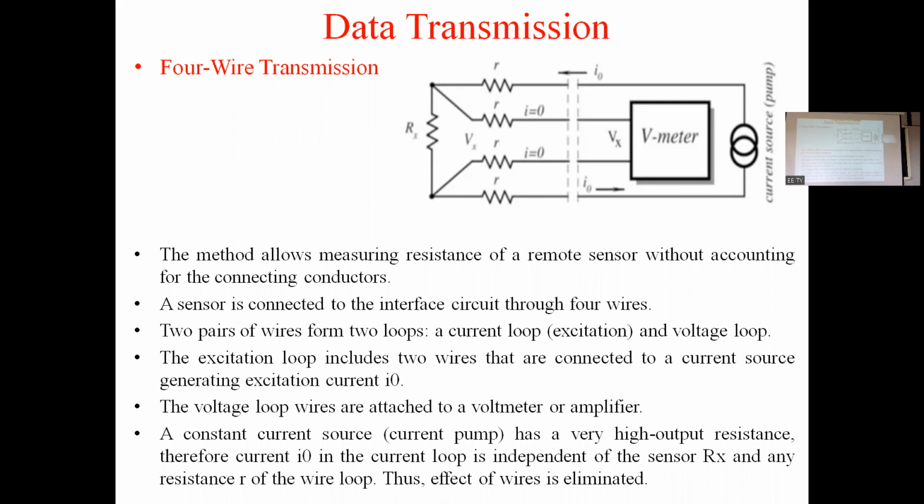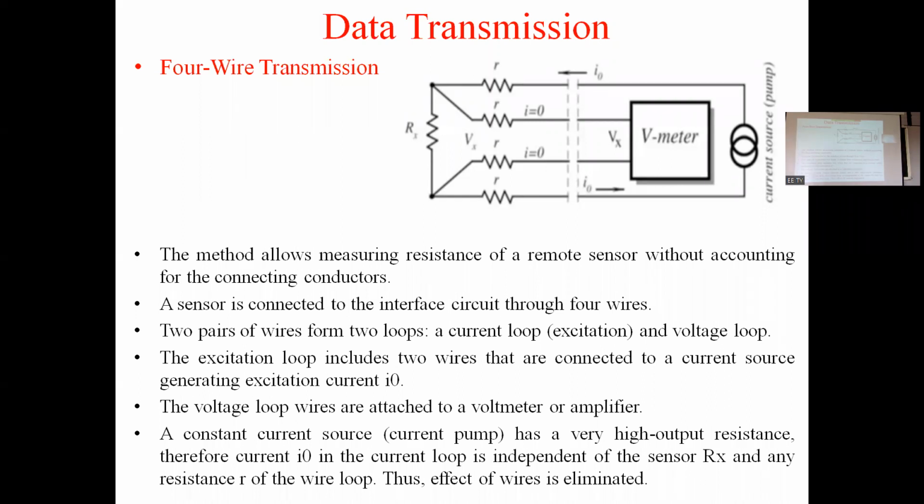In each and every wire, one resistance can be connected. So R resistance can be connected in this wire, and R resistance in this wire, and R resistance in this wire. That means in each wire there is a resistance R connected. This is why it is called four-wire, because there are four wires, and in each wire there is a resistance R connected.